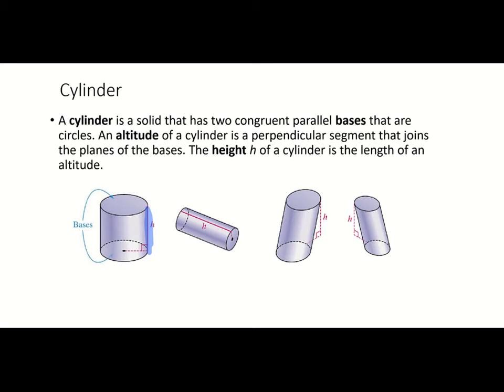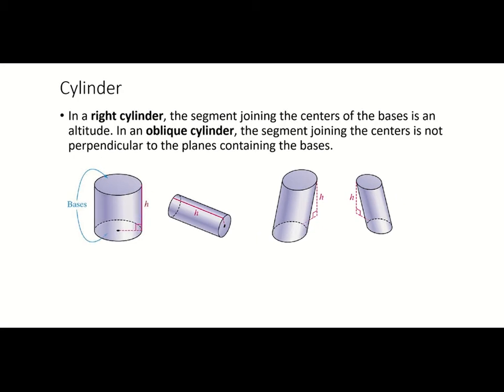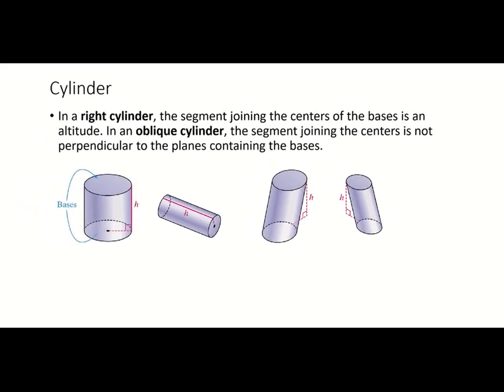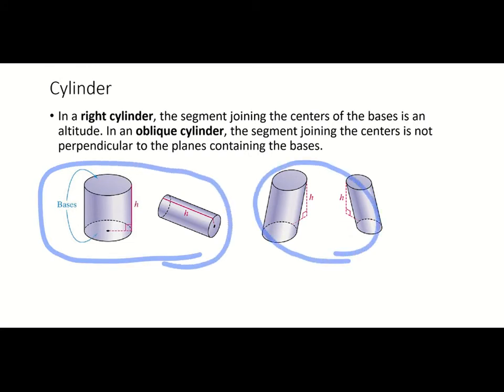Again, we have right and oblique cylinders. We are only going to look at right cylinders. Here again is a picture of both. We have right cylinders, which are these two right here. The oblique cylinders are here, where the bases are not parallel.